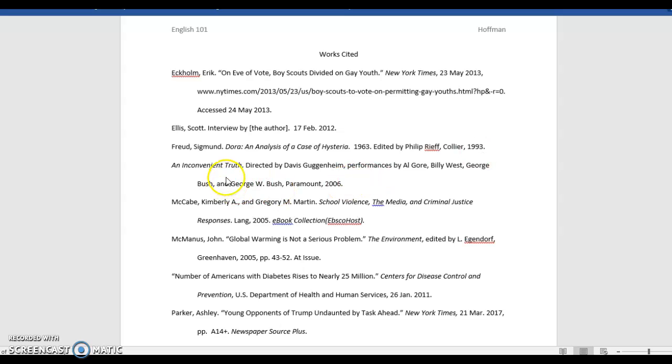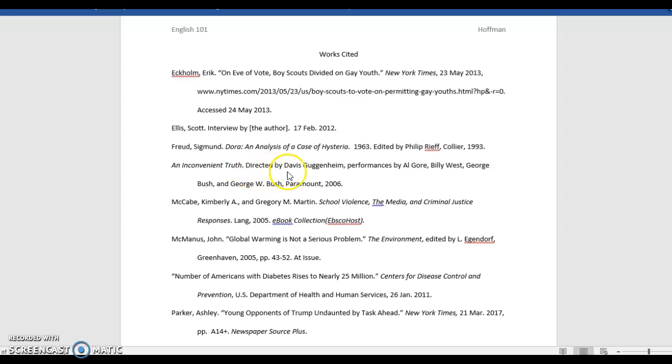Movies. Now, there's a lot of different ways to cite a movie. If we were in film school and we were studying the works of a particular director or a particular actor, we might lead with that information. We're not. We're not interested in that. What we're interested in is the movie itself. In this case, the movie is called An Inconvenient Truth, italicized, period.